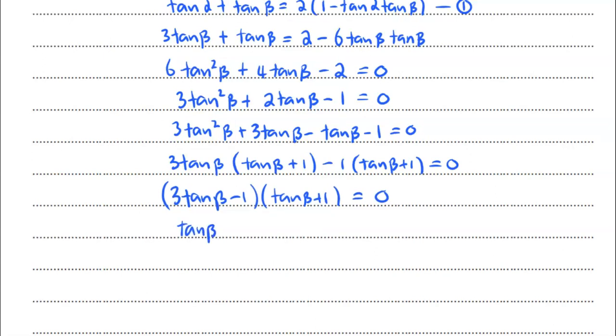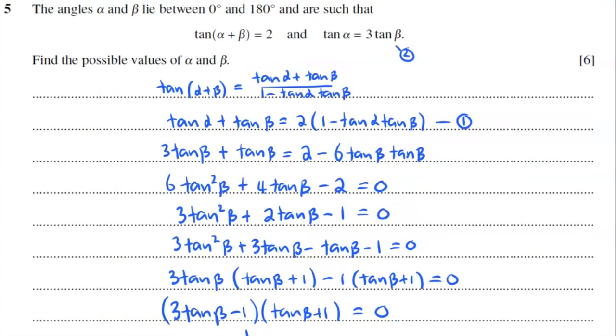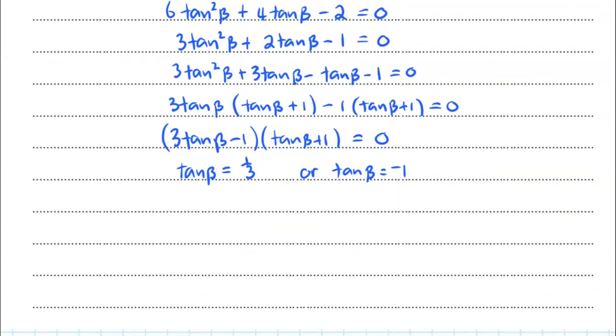First one is the tan of beta is going to equal a third. And the second one, the tan of beta is going to equal -1. Okay, let's take just a quick look back at the question, and we will find out that the angles lie between 0 and 180 degrees. That's for alpha and beta. So the only valid answers here for us are answers that are between 0 and 180.